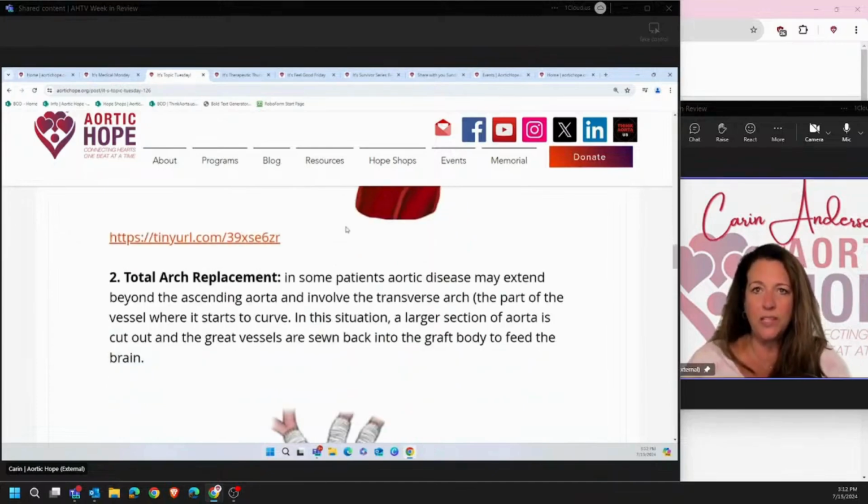Total arch replacement. In some patients, aortic disease may extend beyond the ascending aorta and could include the transverse arch, which is the part of the vessels where it starts to curve. In this situation, a larger section of the aorta is cut out and the great vessels are sewn back into the graft body to feed the brain.